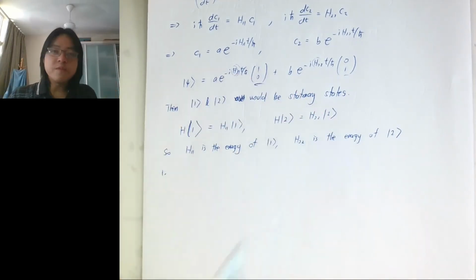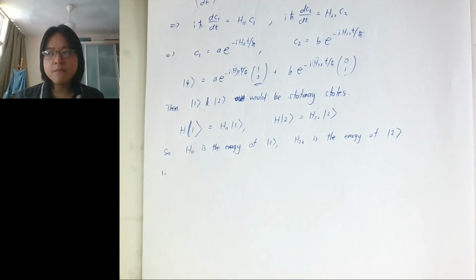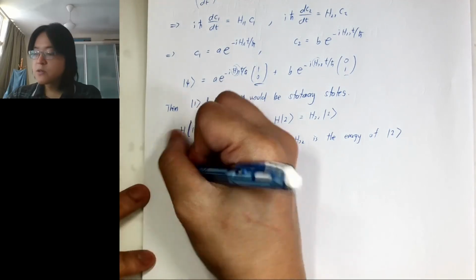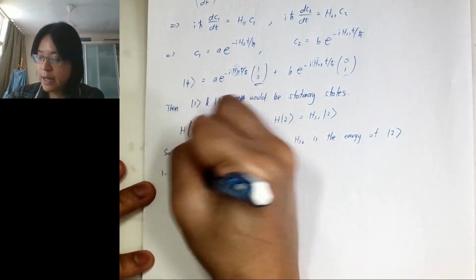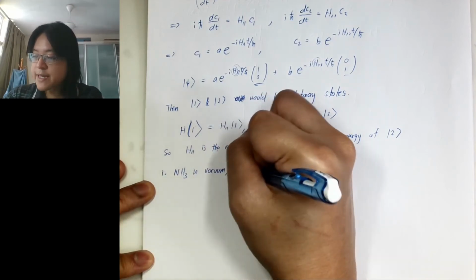But what should actually be the energy? Again, we still don't know all the chemistry and things like that, but what we do know is this reasoning. This is ammonia in vacuum, so we are talking about an ammonia molecule in vacuum, and gravity is negligible.